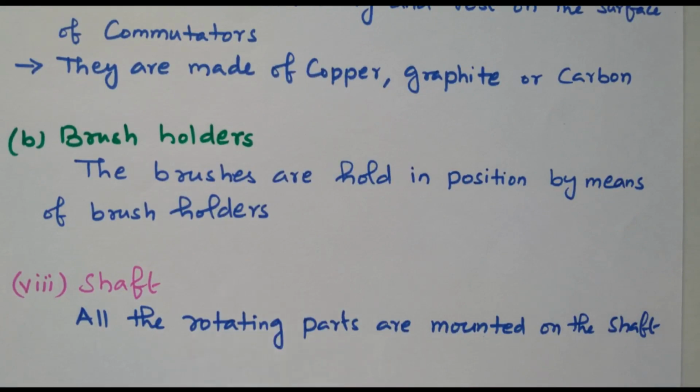So in this video we discussed the construction of a DC machine. That is the same machine used as either a generator or a motor. Accordingly, we discussed the parts available: the stationary part and the rotating part.